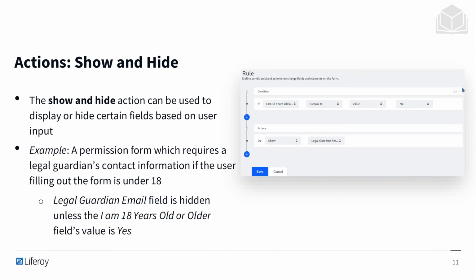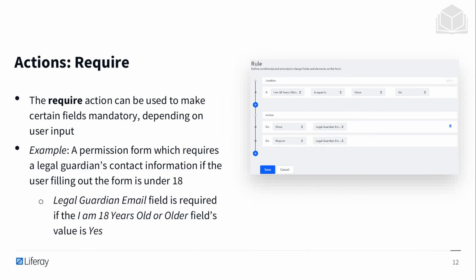Actions, show and hide. The show and hide action can be used to display or hide certain fields based on the user input. For example, a permission form, which requires a legal guardian's contact information if the user filling out the form is under 18. The legal guardian email field is hidden until the I am 18 years old or older field's value is yes. So, as you can see on the right, we are configuring a rule which says hide the legal guardian email field if and only if the user is 18 years or older, based off of if they filled that field.